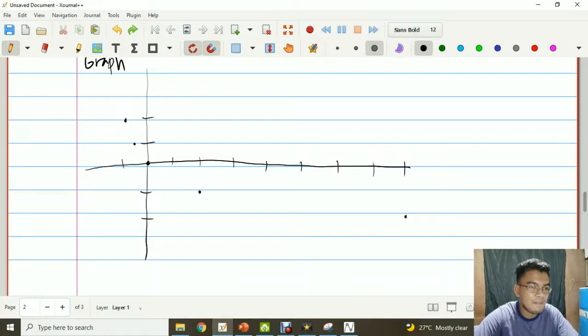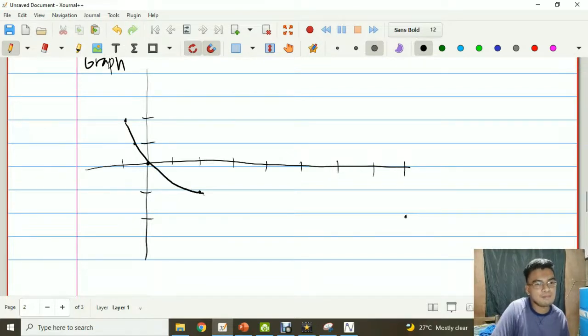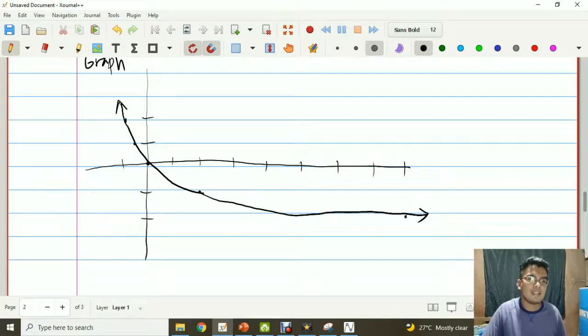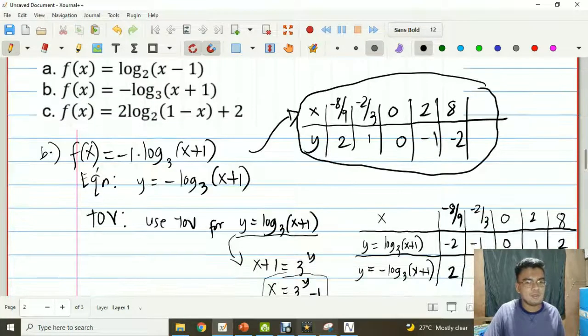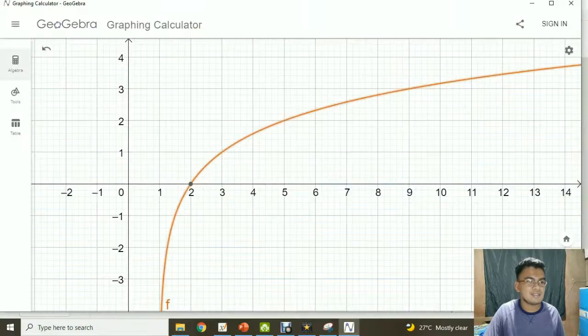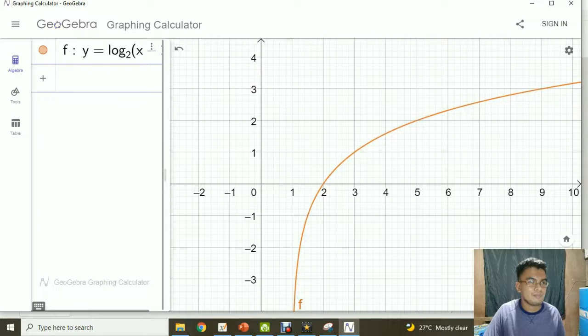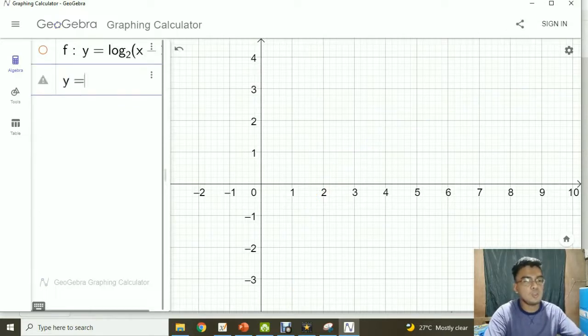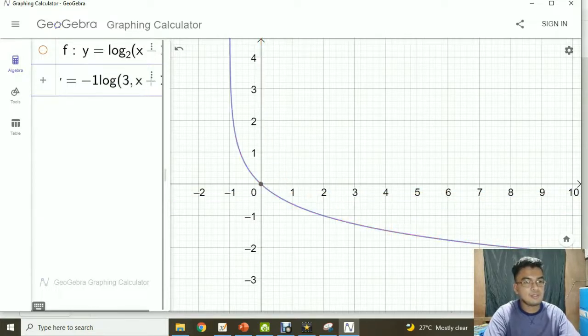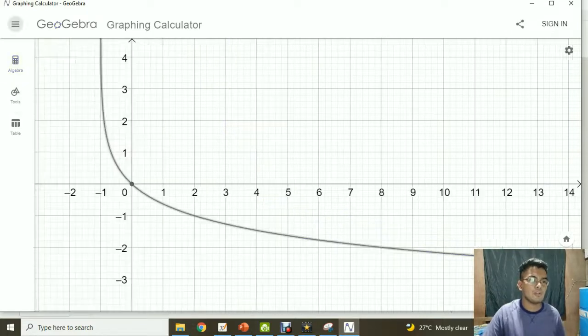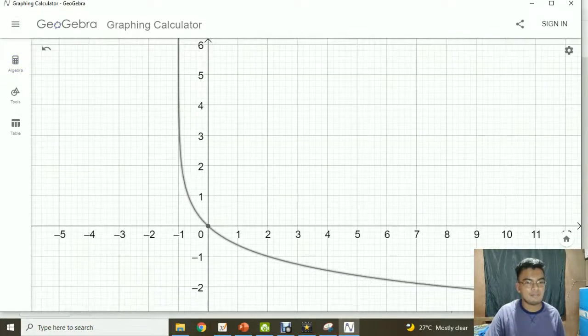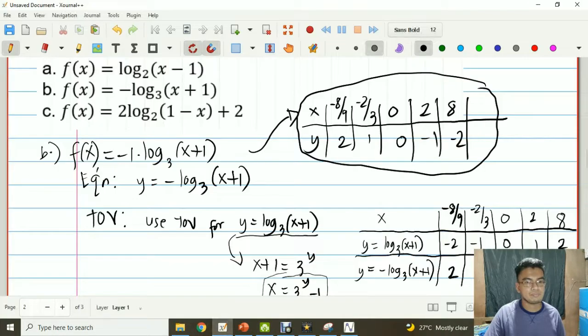So again, sorry sa aking pag-connect ng dots kasi hindi siya smooth curve. Ayan. So kung titignan natin yung appearance ng ating graph, so sa ating graphing calculator, here it is. So this will be yung given. We have y is equal to negative 1 times log base 3 of x plus 1. Ito ho yung appearance ng ating graph. Ayan.